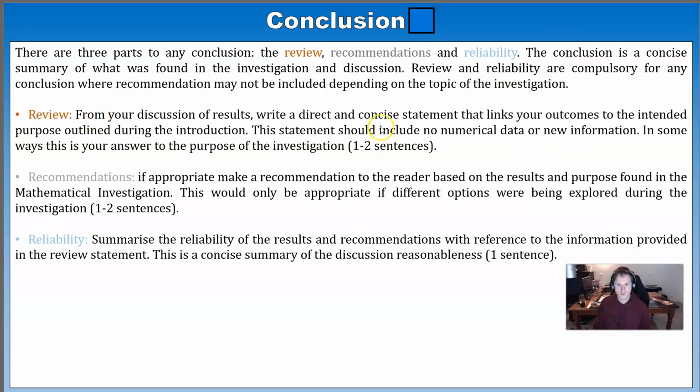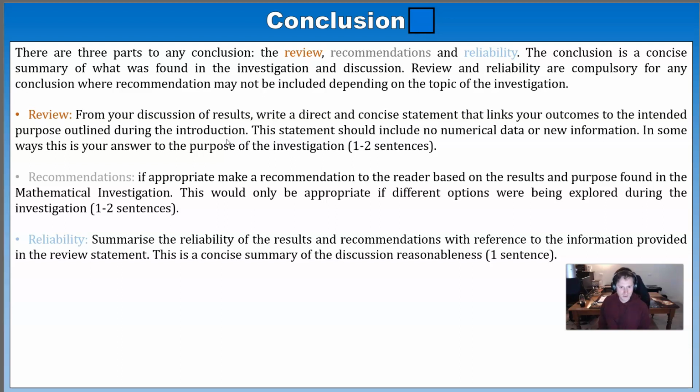So the review, write a direct and concise statement that links the outcomes to the intended purpose during the introduction. So what you found, link it to what the point of the investigation was. This should give no numbers and no new information. In some ways, this can be considered the answer to the purpose.